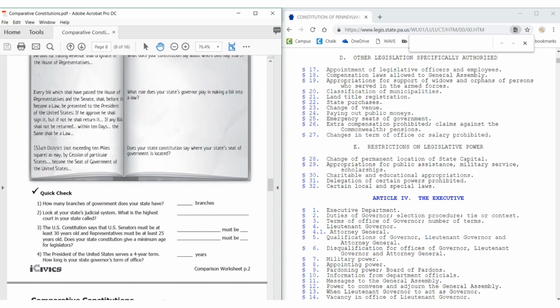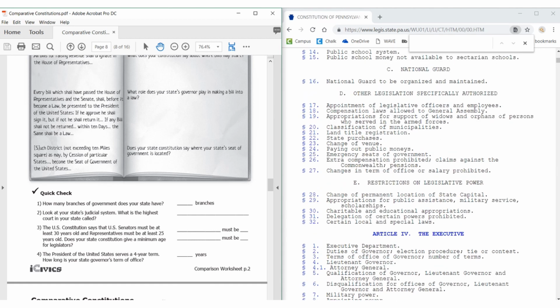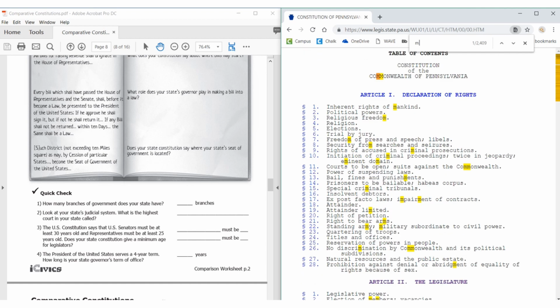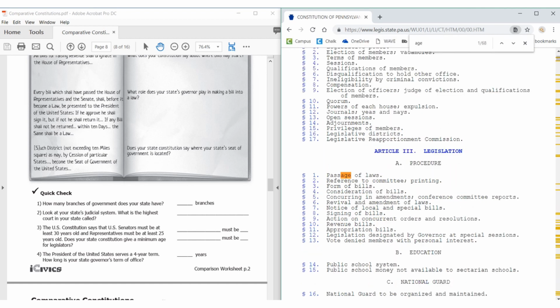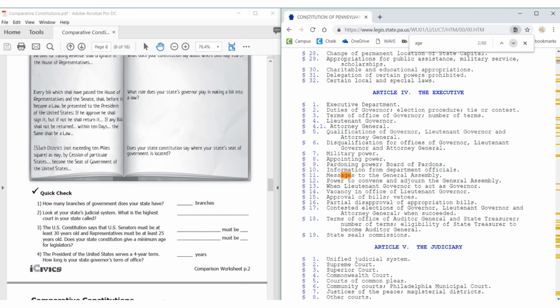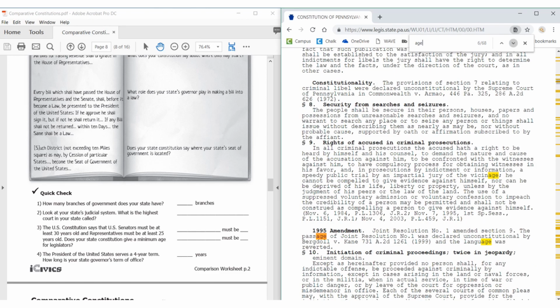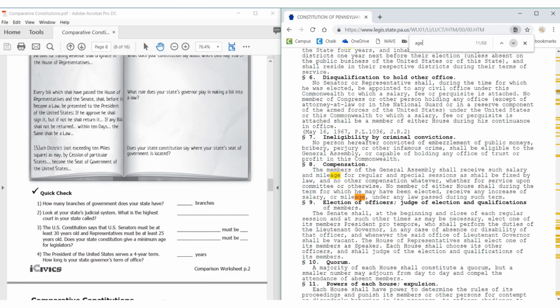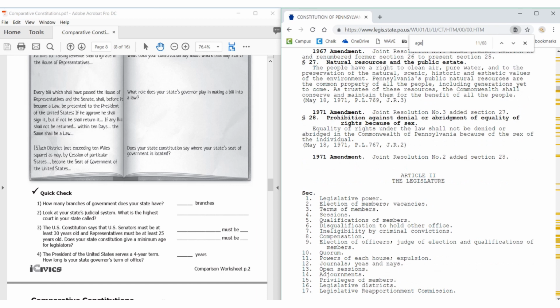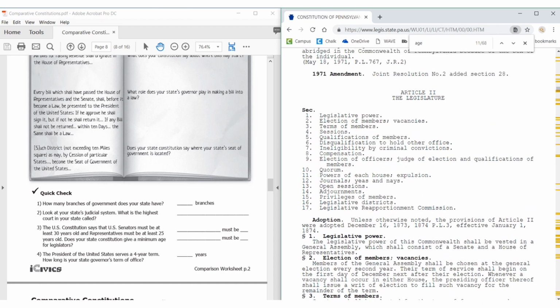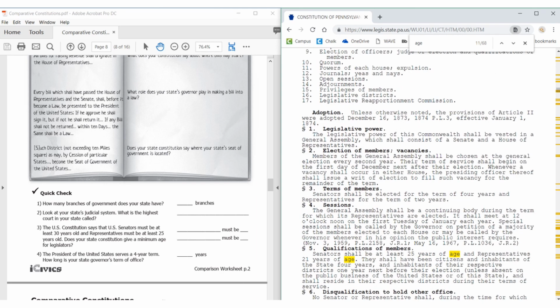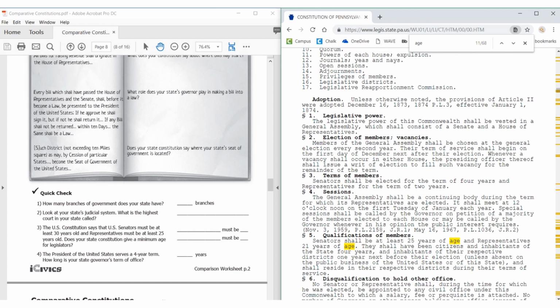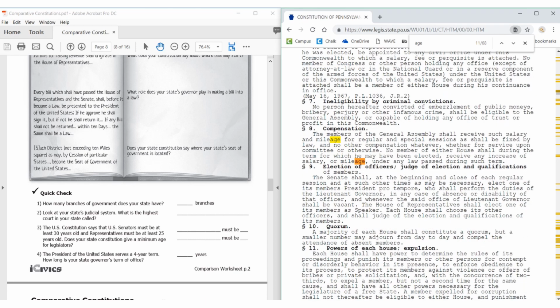The U.S. Constitution says U.S. senators must be at least 30 years old and representatives must be 25 years old. Does your state constitution give a minimum age? So let's search age. And it's not going to give me just age, it's also going to give me passage and things like that. Well, we're in Article 2, the legislature, and let's see if there are any requirements here. I can look for this very quickly.